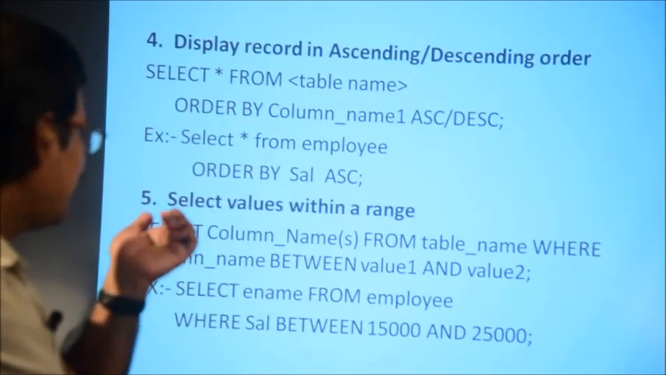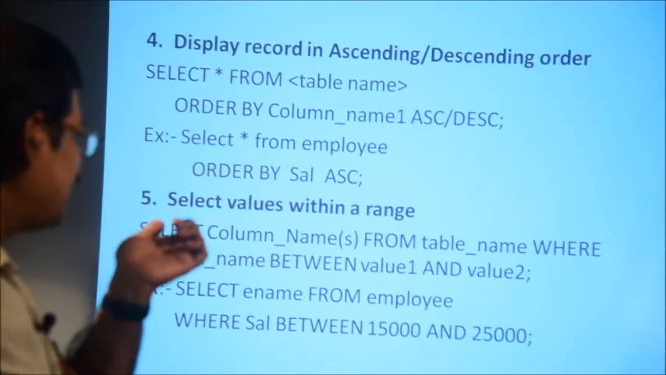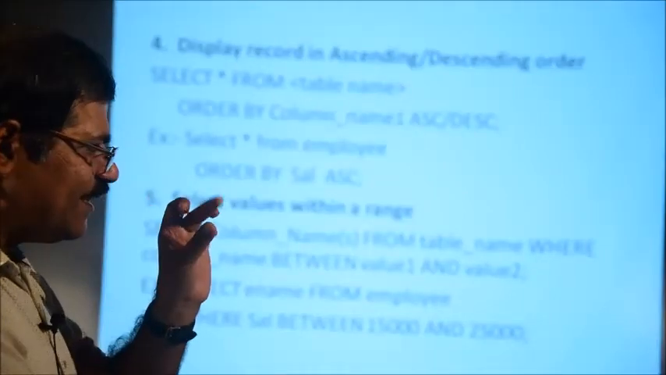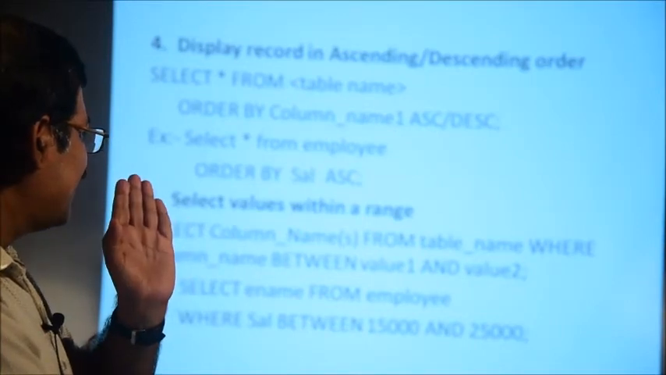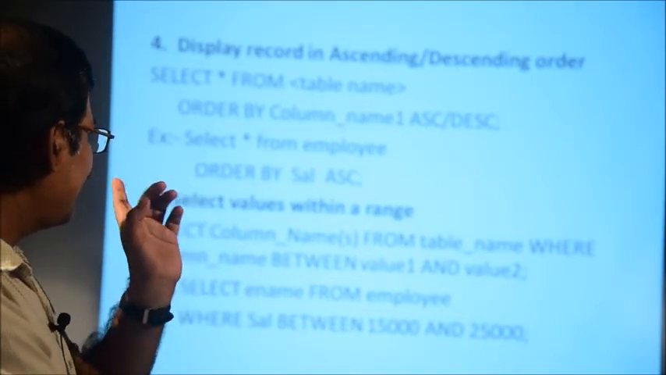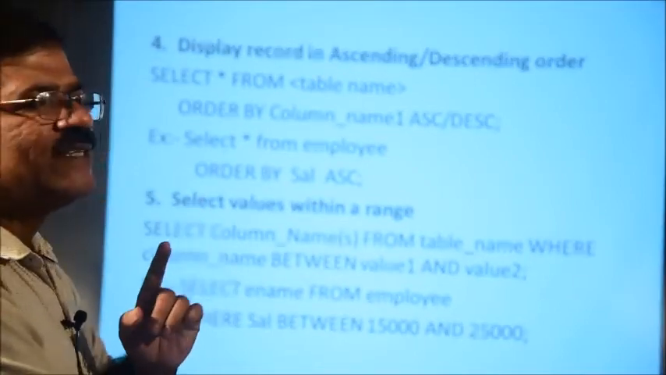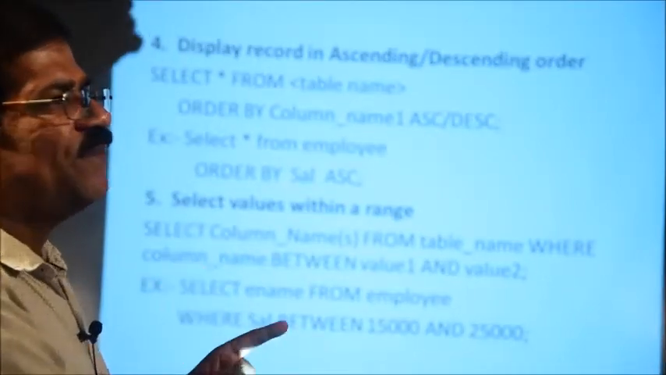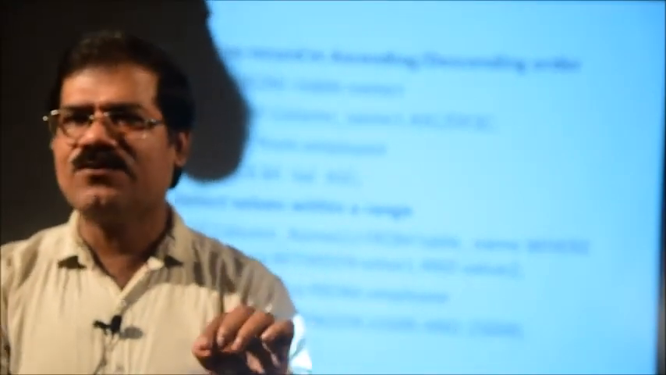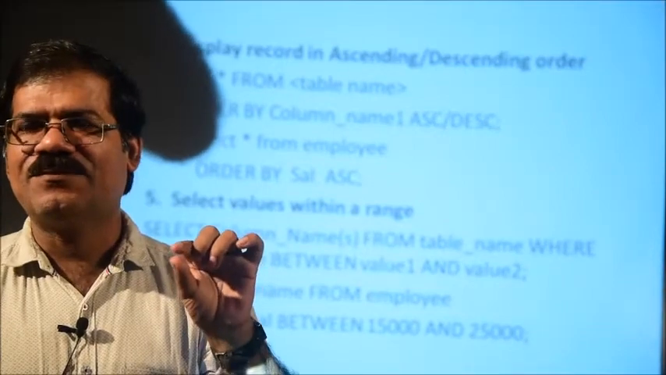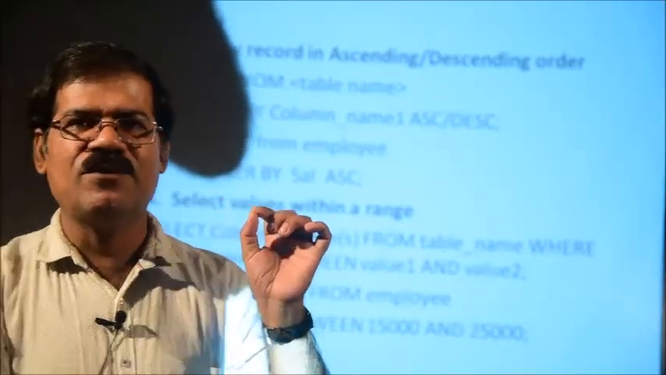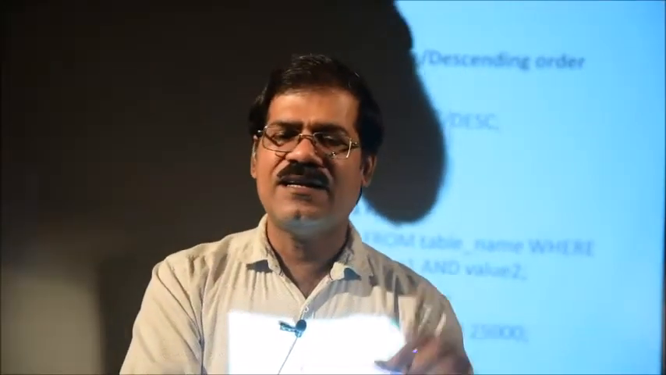So that means value 1 is 15,000 and value 2 is 25,000. Within this range, whose salary is present, that employee will be selected from the employee table and that name will be displayed, because it is written select name. Employee name will be selected from the employee table whose salary is between 15,000 and 25,000, and displayed on your computer screen.